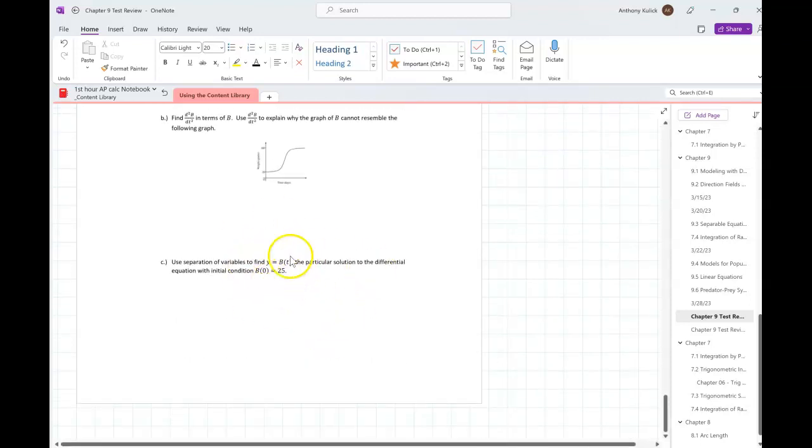And then just a good old use separation of variables to solve the thing with the initial condition. What do you guys think? Sounds like chapter 9, right? Not a lot of surprises, I hope.